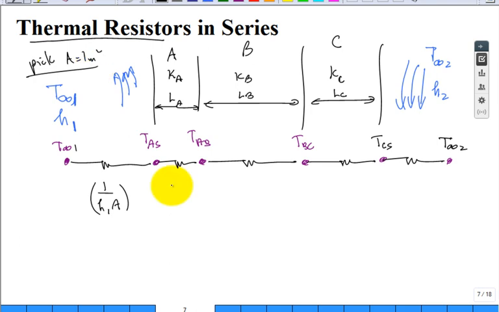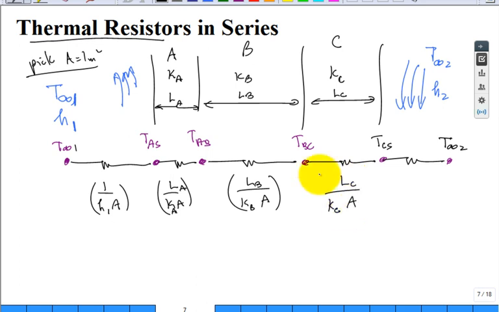Okay, then you're going to have L over KA, and in that L, we're talking about slab A, material thermal conductivity A. I know I have a lot of A's there, sorry. But then you have L of material B, thermal conductivity material B, cross-sectional area A. Then you have slab thickness of material C, thermal conductivity of material C, and the perpendicular area. And then 1 over H2A.